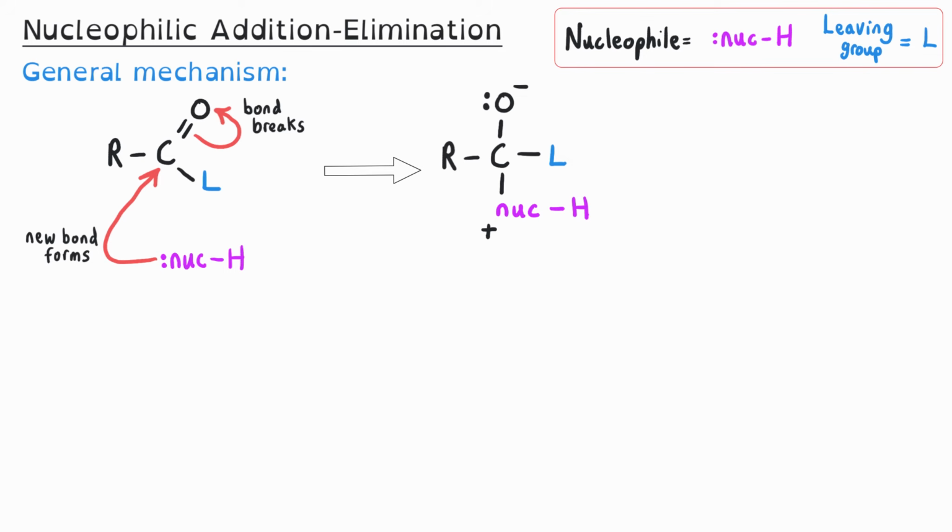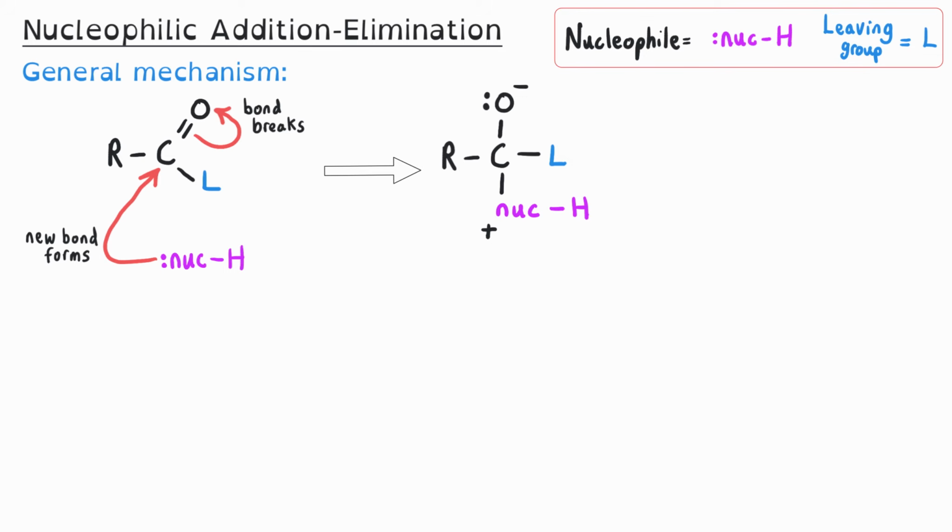As a result of it taking those 2 electrons away from the double bond, it will now have a negative charge, and it's really important that we show that negative charge. In addition to this, the nucleophile has donated its lone pair of electrons to the carbonyl carbon, and so now it will carry a positive charge, and we need to show that on the nucleophile.